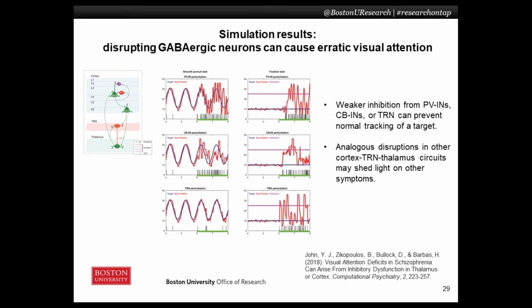So you see the smooth pursuit task here, and the fixation task here, where the blue line is the target and the red is the model's eye, and here you have the distractor. So in all three of these interneuron manipulations, what you see is the performance is fine, and then as soon as you have the disruption, you see the kind of erratic eye movement and susceptibility to distractors that you see in schizophrenia patients.